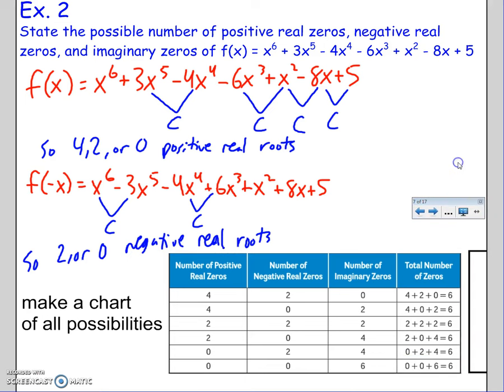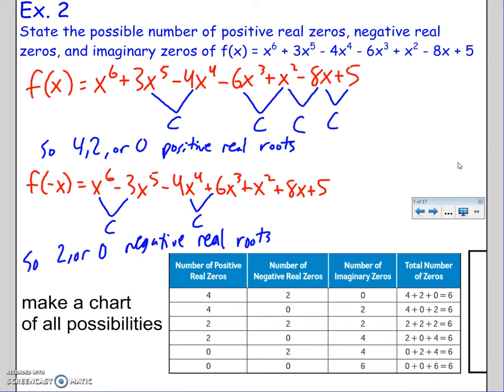Remember it has to be 6 total. So it could be 4 positive, 2 negative, and 0 imaginary. Or maybe 4 positive, 0 negative, 2 imaginary. Maybe 2, 2, 2, or 2, 0, 4, or 0, 2, 4, or 0, 0, 6. Maybe all 6 are imaginary.